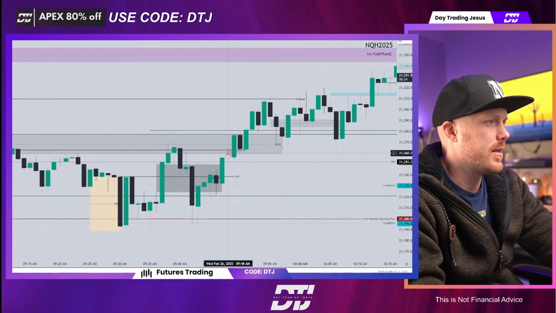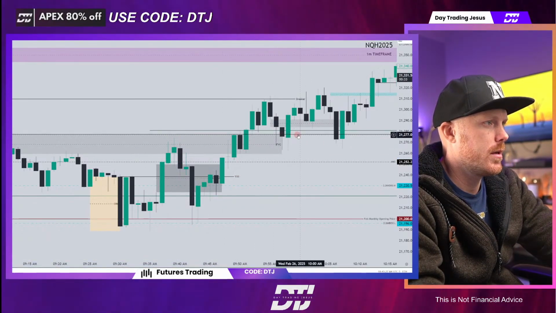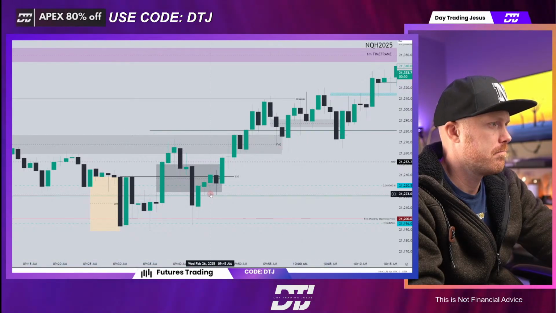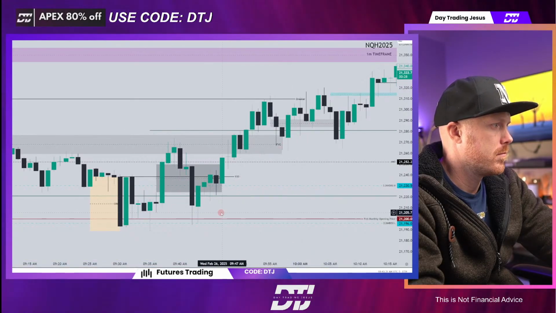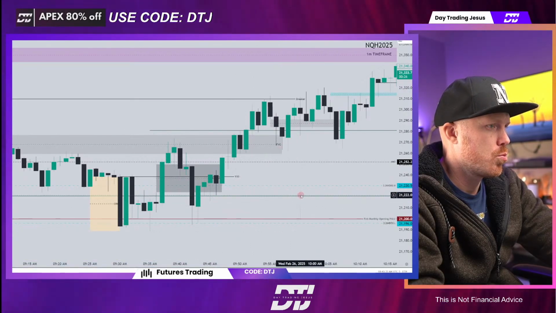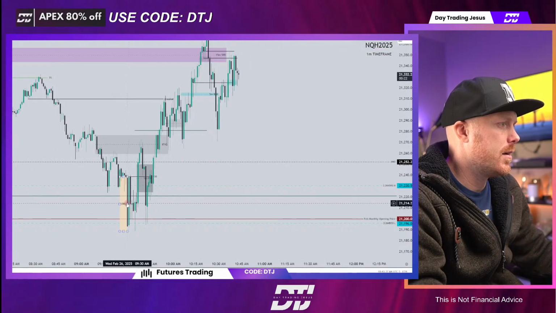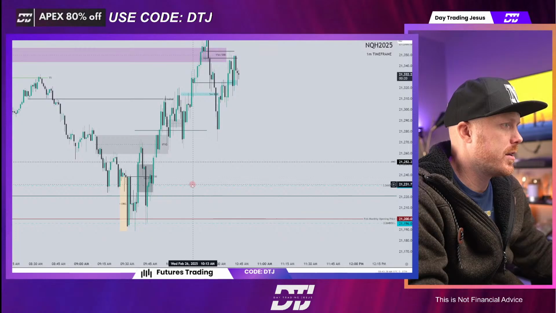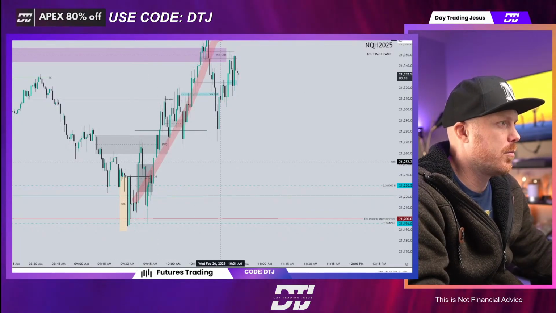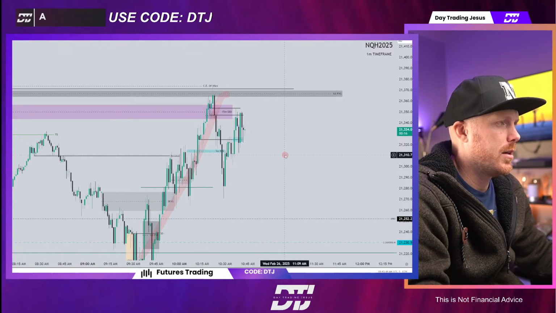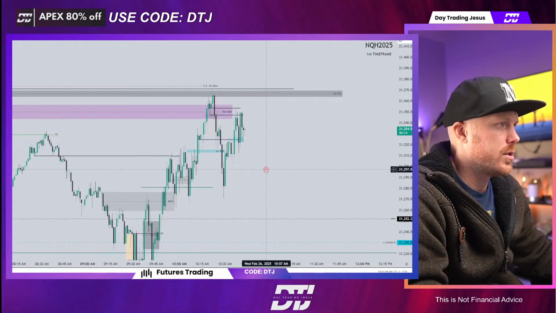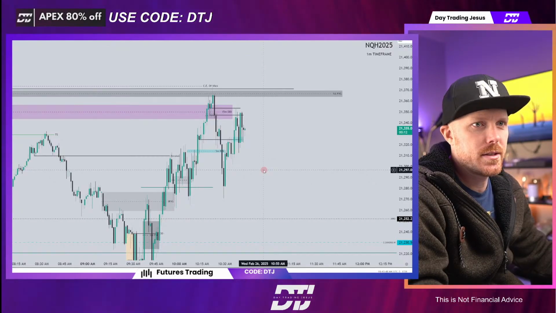Let's get rid of some of these lines. We're staying above the midpoint of yesterday's price range, so it tells me we're still bullish. There's no doubt that we are bullish. It's just how we're delivering that makes it frustrating.